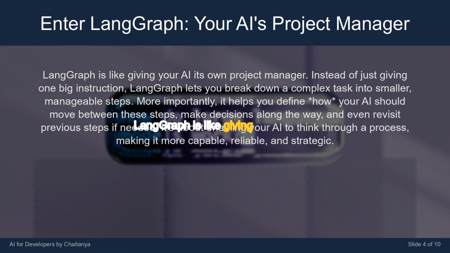LangGraph is like giving your AI its own project manager. Instead of just giving one big instruction, LangGraph lets you break down a complex task into smaller, manageable steps. More importantly, it helps you define how your AI should move between these steps, make decisions along the way, and even revisit previous steps if needed. It's about enabling your AI to think through a process, making it more capable, reliable, and strategic.